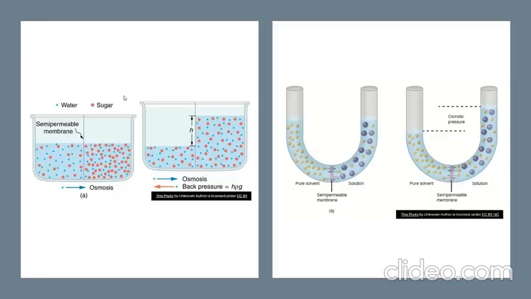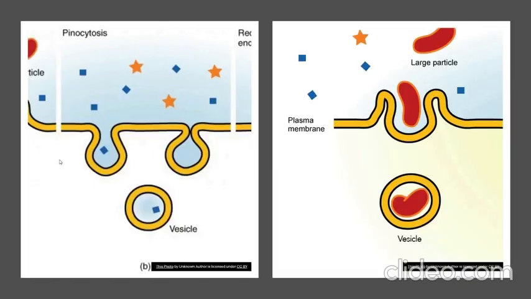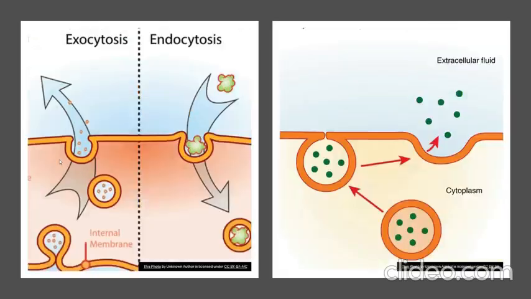Osmosis is the phenomenon of diffusion of water through a semi-permeable membrane that separates two solutions with different concentrations of solute. Now, in active transport the cell spends energy, ATP, and it is divided into endocytosis, which includes phagocytosis and pinocytosis, and finally exocytosis.